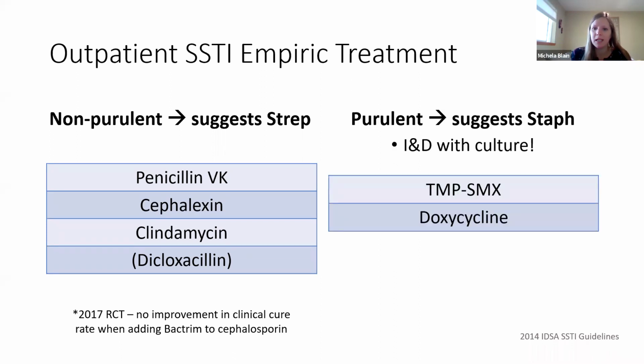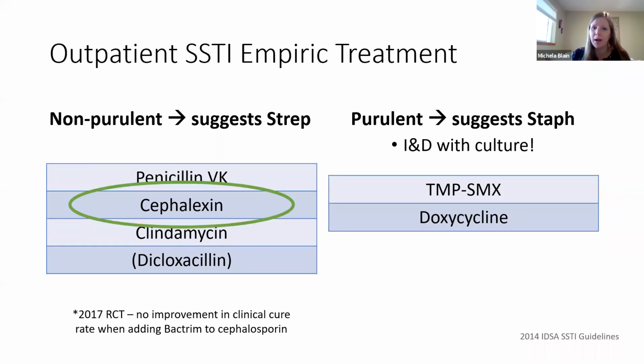For purulent cellulitis, that suggests staph. These are folks that if you're able to do an incision and drainage and drain the pus, that's incredibly helpful. And you can send that for culture. That can help guide you. We can do sensitivities on that. And the guideline recommended treatments for that are either trimsulfa or doxycycline. So you get that MRSA coverage.